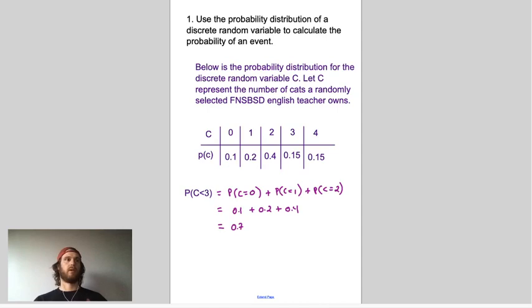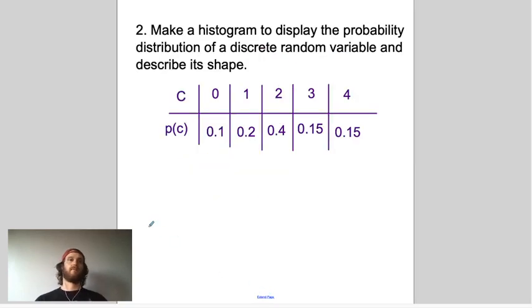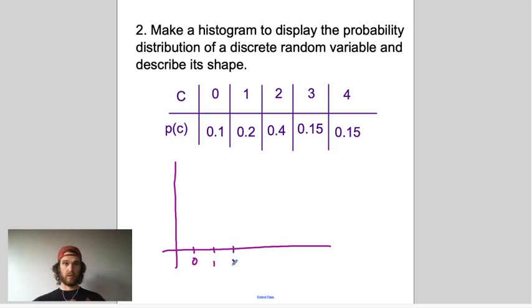You might also be asked to make a histogram of the discrete random variable and describe its shape. Let's figure out the strategy here. You put your probability on the y-axis and your different discrete values on the horizontal axis. So let's draw our vertical and horizontal axes and put on there 0, 1, 2, 3, 4. And then for the vertical axis, we'll go up 1, 2, 3, 4, and 5, going by 0.1. We don't need to go higher than 0.5 because no bar of our histogram is going to go that high.